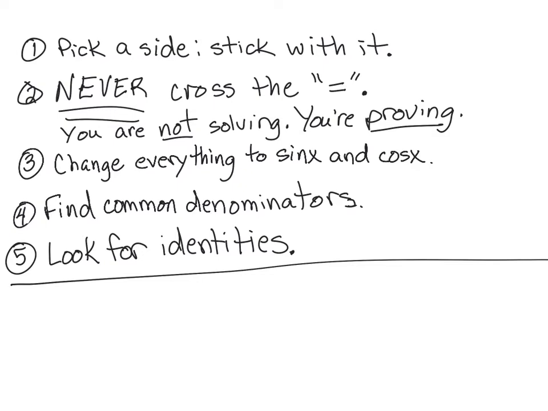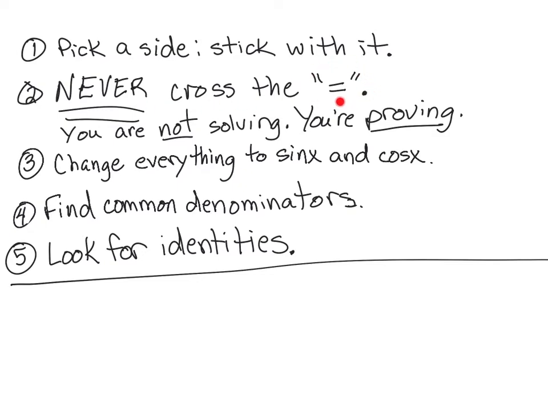If you just have sine on one side of the equal sign, there's not much you can do to it. But if you've got secants and cosecants and tangents and cotangents and things like that, changing everything to sine and cosine gives you the opportunity to find common denominators and mess with stuff. And then I'll give you the number one rule at the end of this, okay? You never cross the equal sign.